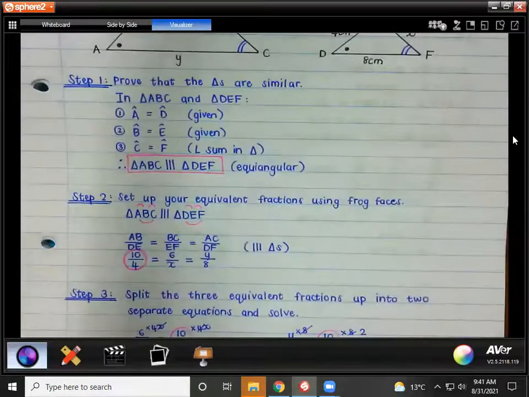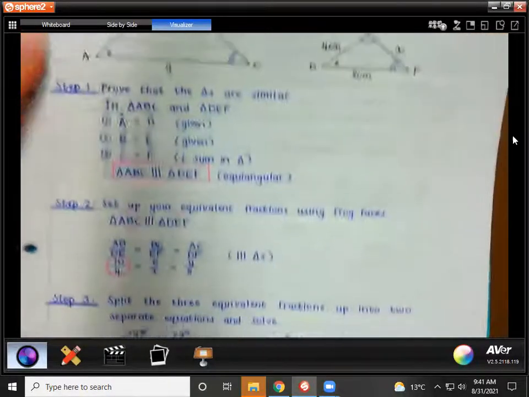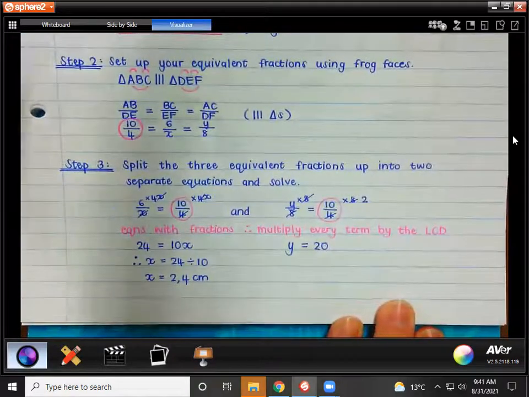All right, then we did this yesterday. All right, using similarity to calculate missing lengths. So we did a long example. If you didn't watch the video, I don't know why not. You were supposed to. You're going to have to go watch it on your own time. I'm not going to reteach stuff.